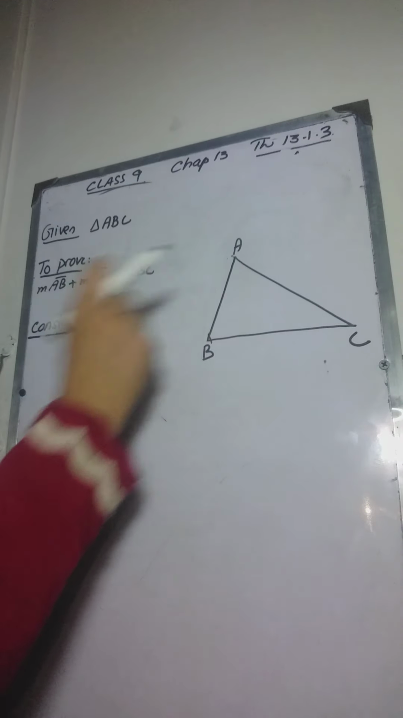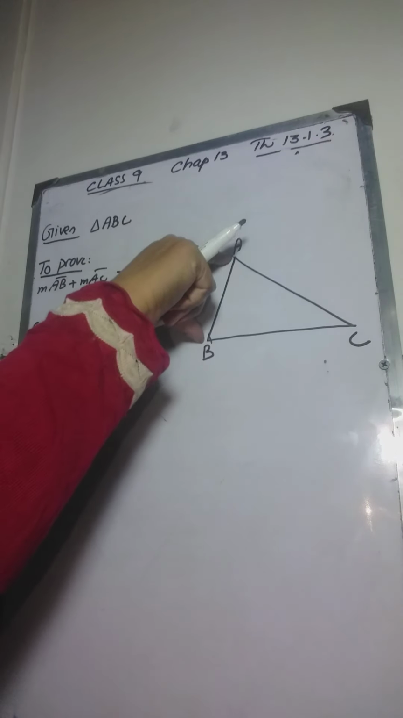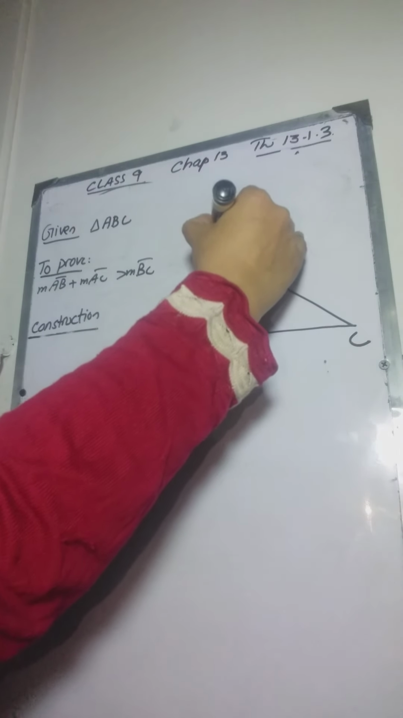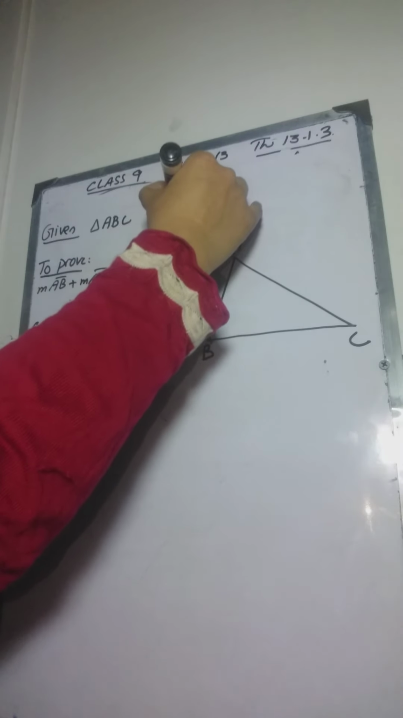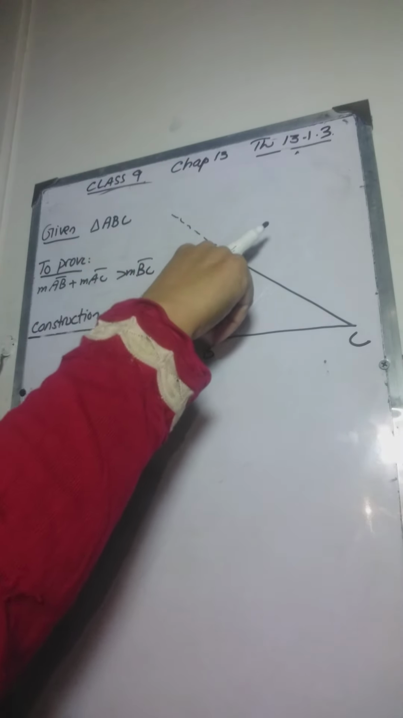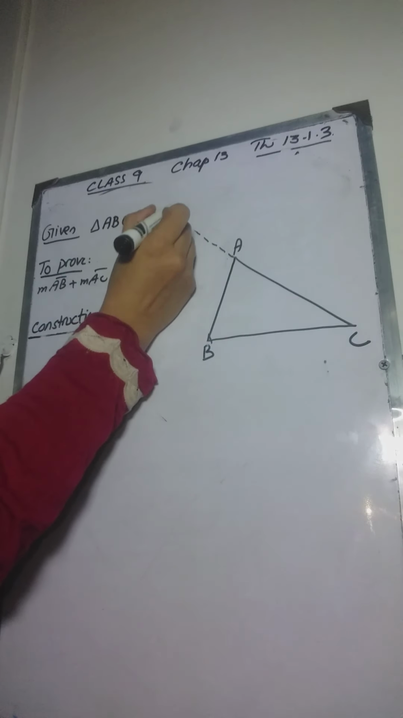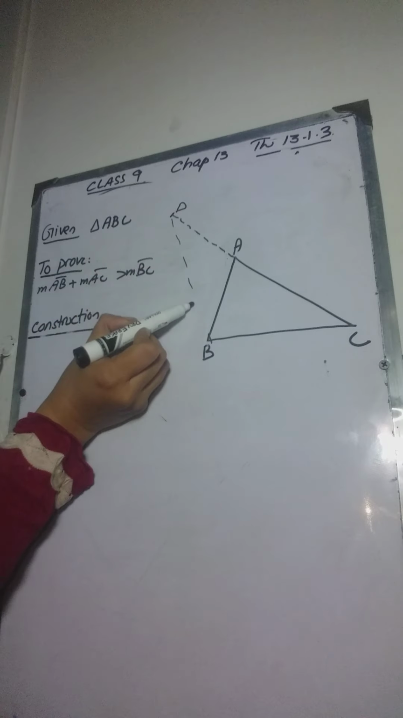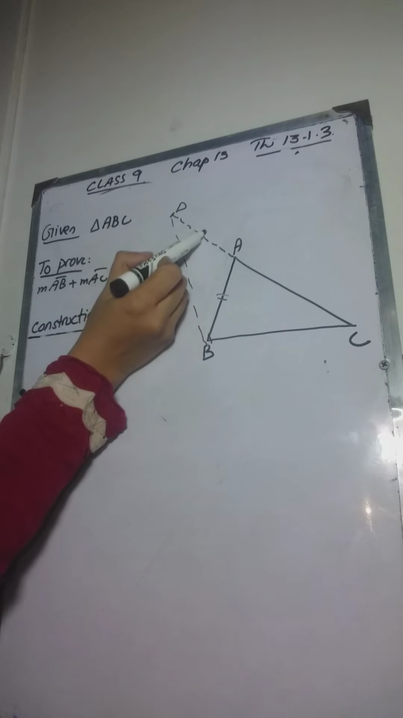What will be the steps of construction? You are going to measure AB, and then you are going to extend this side so that you get a length equal to AB. If this is AB, take a length equal to AB, take a point D here, and then join B to D. So it means AD will be the same as AB.